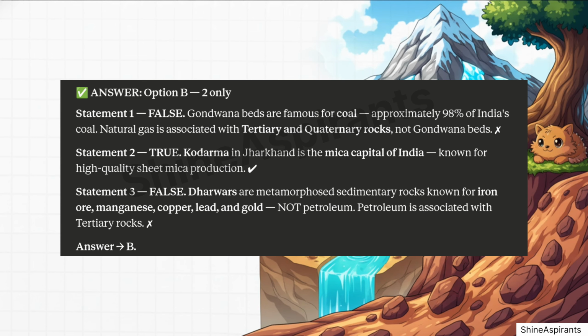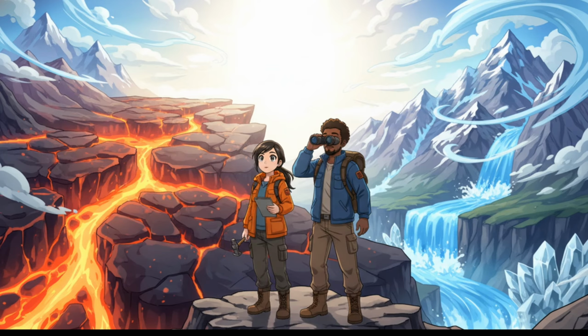Answer, option B, 2 only. Statement 1, false. Gondwana beds are famous for coal, approximately 98% of India's coal. Natural gas is associated with tertiary and quaternary rocks, not Gondwana beds. Statement 2, true. Koderma in Jharkhand is the mica capital of India, known for high-quality sheet mica production. Statement 3, false. Dharwars are metamorphosed sedimentary rocks known for iron ore, manganese, copper, lead, and gold, not petroleum. Petroleum is associated with tertiary rocks. Answer B. And that's a complete wrap on Chapter 3, Geomorphology.